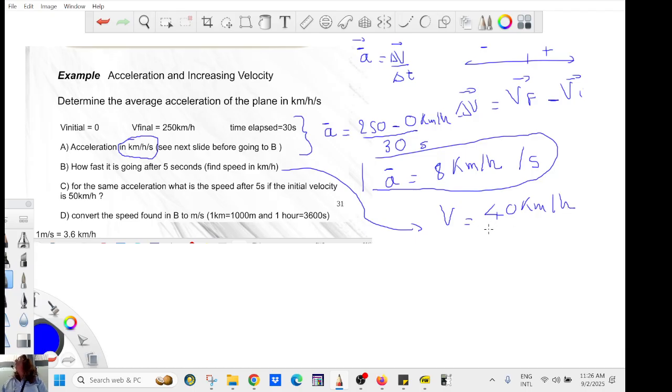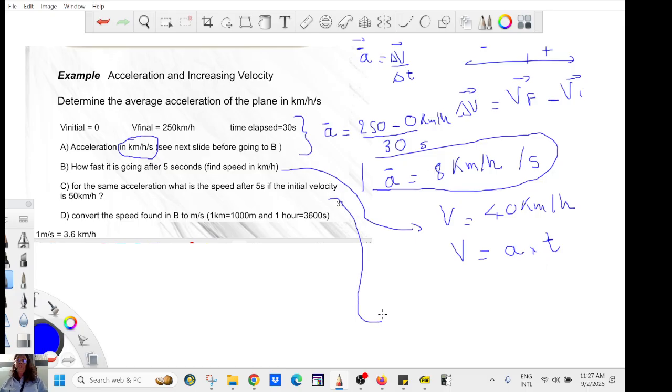Do you all agree? In 1 second you increase by 8. In 5 seconds, it will be 5 times 8. And we have one kinematics equation now. If you have no initial velocity, the velocity is just the acceleration, the rate, times the time. That's the rate. Okay?